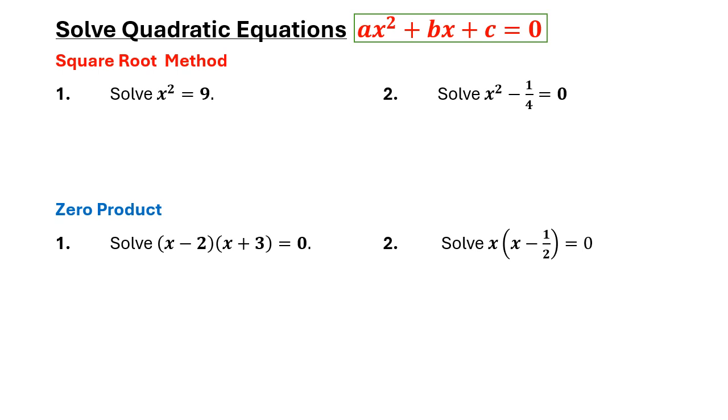To solve this problem, x squared equal to 9, we would take the square root of both sides.